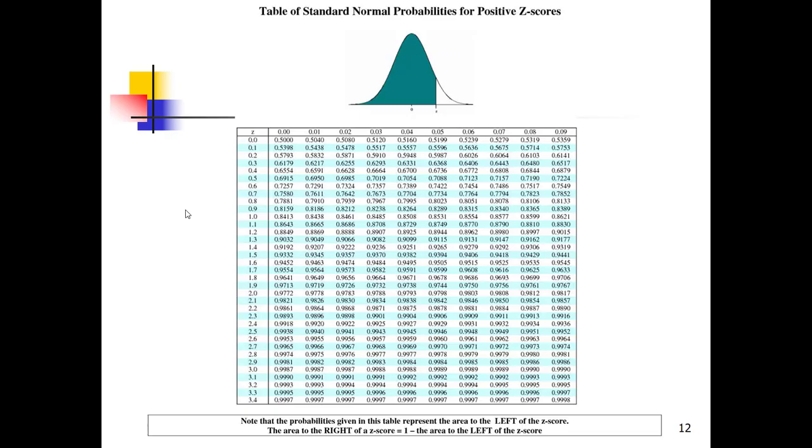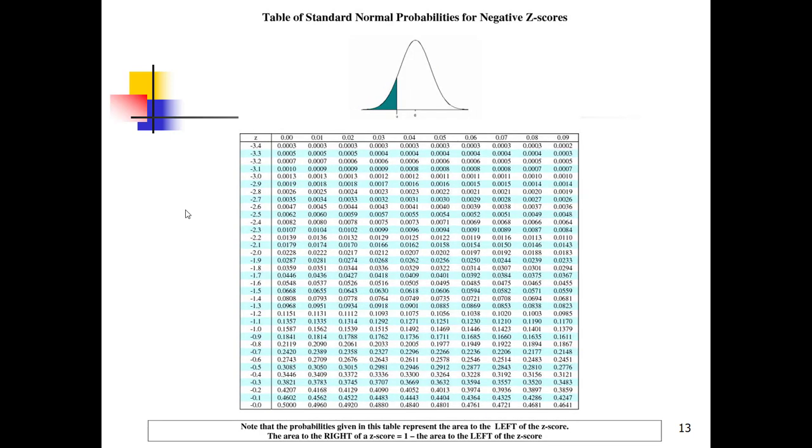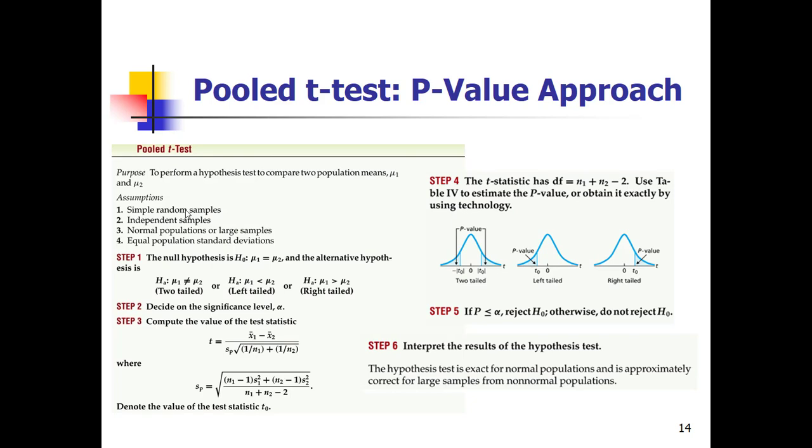Now, yeah, I put also the z table here for you, in case you need it. So now I'm gonna talk about, okay, if we have two samples, with two different means, two different standard deviations, how we will use the p-value approach. Okay, so the steps are quite similar to the pooled t-test.